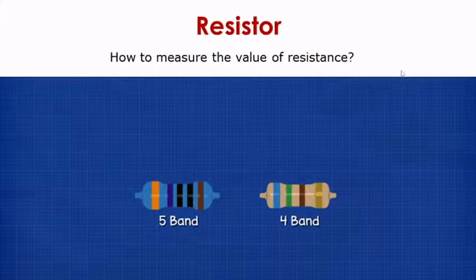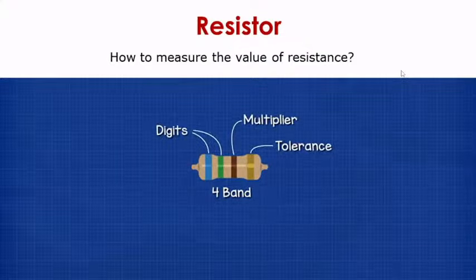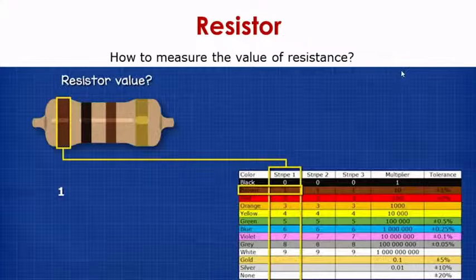Some of the resistors are 5 band or 4 band colors. We will see the significance of these 5 bands or 4 bands. For example, in this 4 band resistor, the first 2 stripes represent digits. The third one from the left denotes the multiplier, and the last stripe denotes the tolerance. In this particular resistor, as you can see, the first stripe from the left is brown color, and the digit, as you can see in the table, is 1. So stripe number 1, color brown, denotes digit 1.